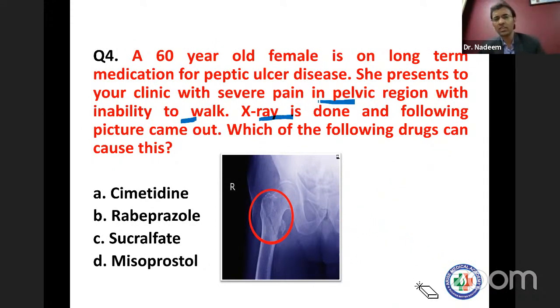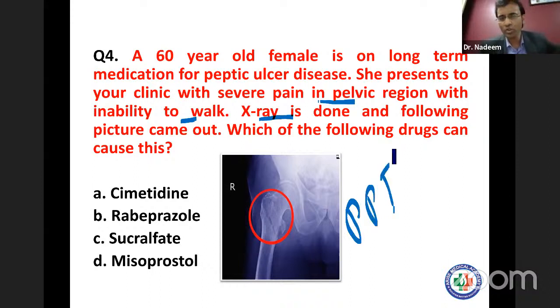See, this question can be asked in a different manner also: a patient who is on long-term treatment for peptic ulcer disease. For peptic ulcer disease, which drug are we using? PPI, right? Proton pump inhibitors like pantoprazole and rabeprazole. I hope all of you know this point. So what is happening here? The side effect of the proton pump inhibitor.